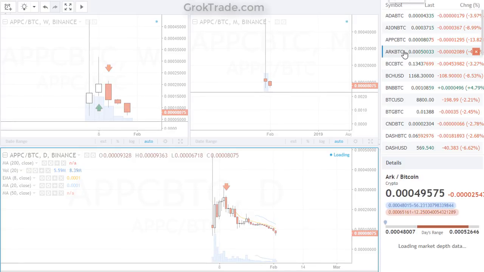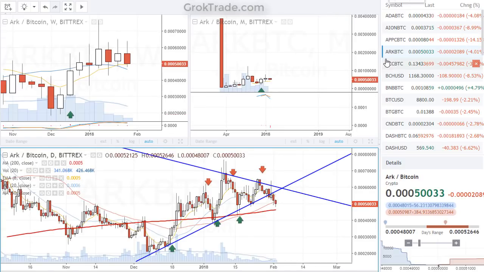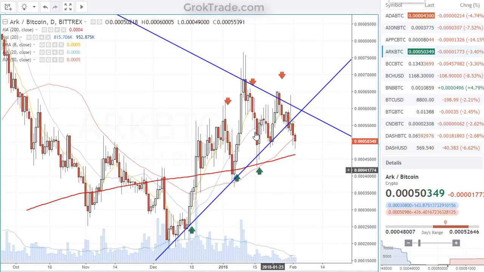If you look at ARK, ARK versus the Bitcoin, this one had a big symmetrical triangle. You can see that we hit resistance, and we try to get through this. You can see that we popped through it, but that's called a jab. It came right back down, and that was a bearish movement. So we came down, we broke support.